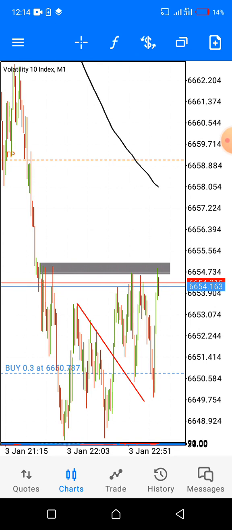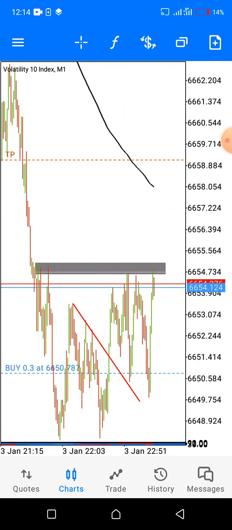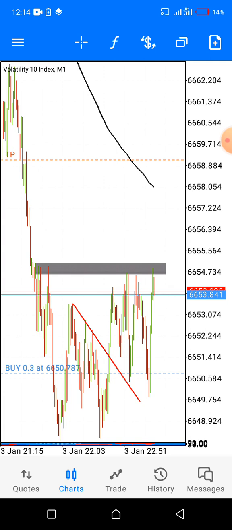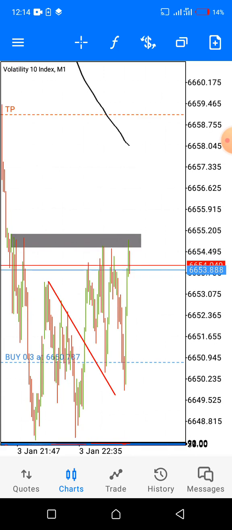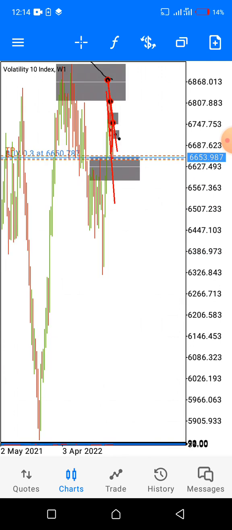Real quick, let me show you how I was able to get into this trade. So I went to my weekly time frame. Let me zoom in so you can see. Here I marked up my zones. I also use the 1 hour and the daily time frame to mark some of the zones.